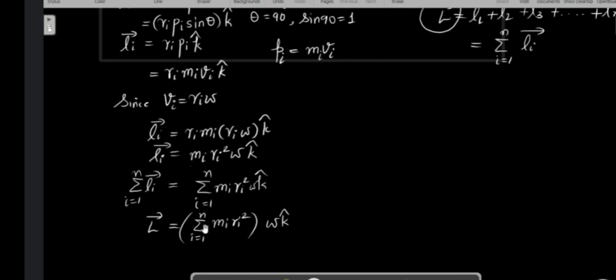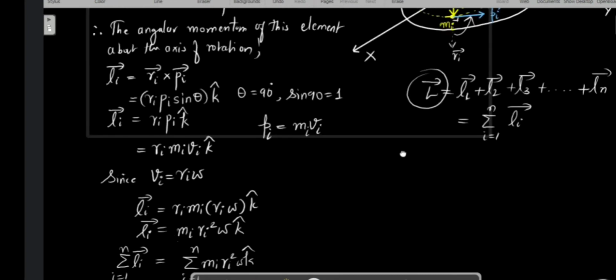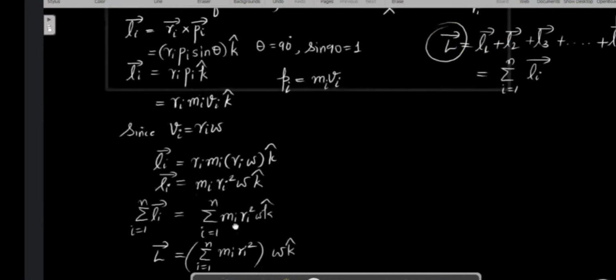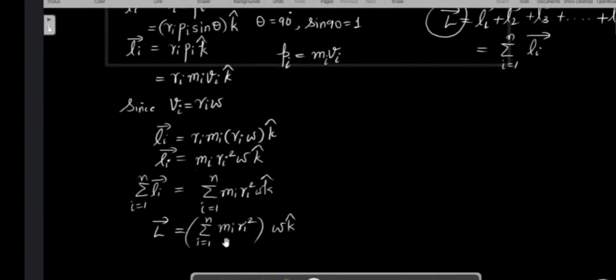So now tell me, what is summation i equals 1 to n of Mi Ri square? That is nothing but the moment of inertia of this entire rigid body about the axis of rotation. You take Mi and multiply Ri square to it, and you sum it for every particle of that body. You get the moment of inertia of that entire rigid body, right? And what is left over here? Omega into k cap is left.